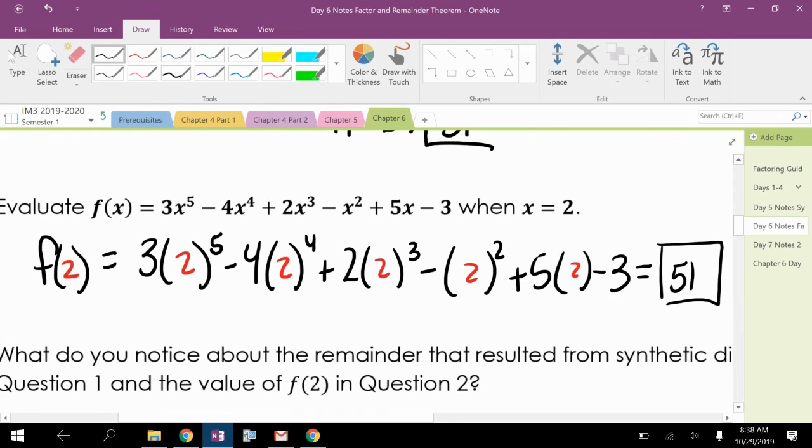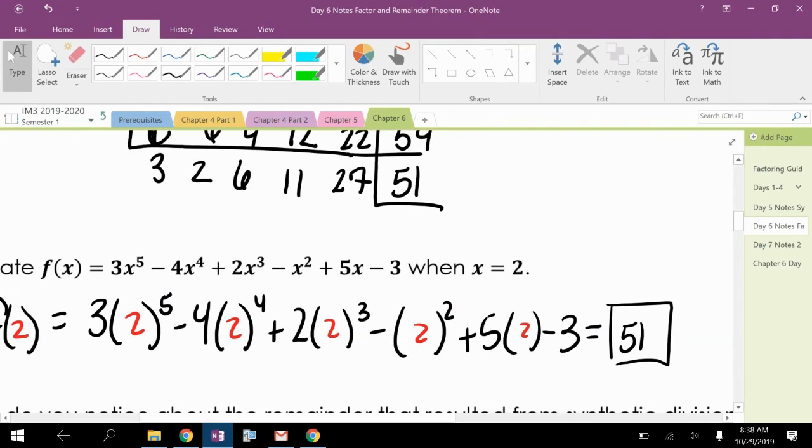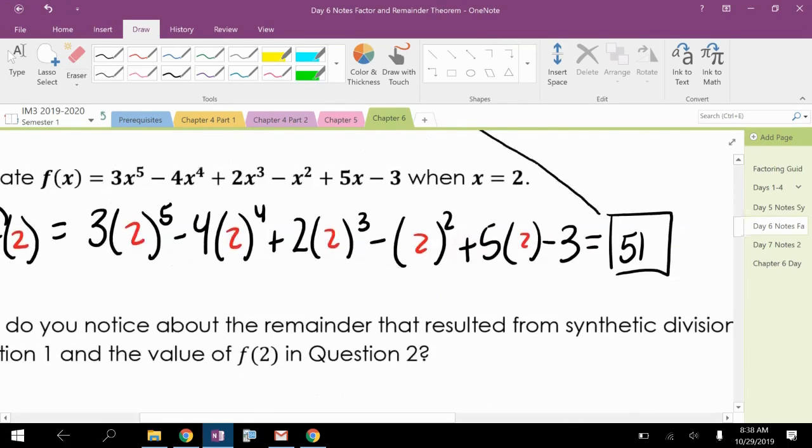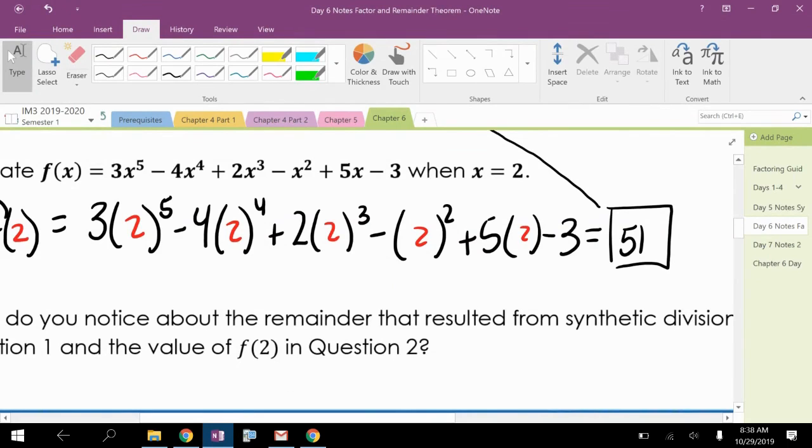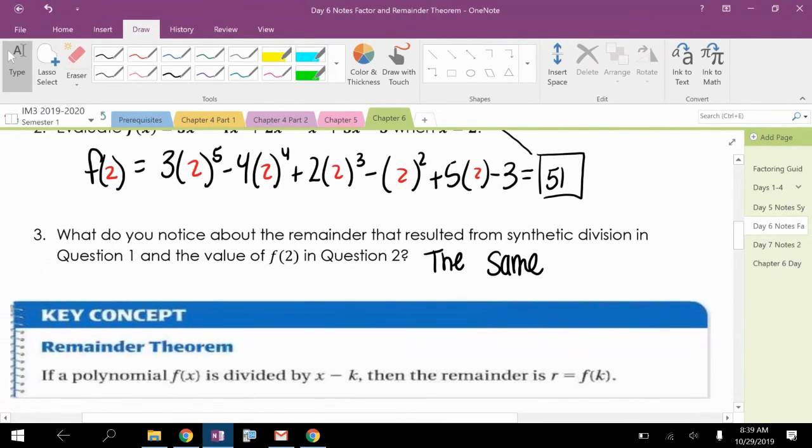Okay, if you notice something between these two, it's exactly the same question, but between these two, the remainder and the result when you plugged it in ended up being the same. That's the introduction to today: they're the same. And that's called the remainder theorem. So when you do synthetic division and get a remainder, or when you plug it in, called direct substitution, into your calculator, they're going to be the same.